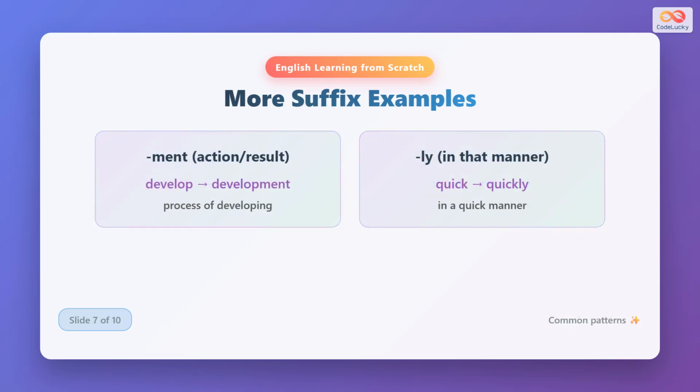The suffix ment shows action or result. Develop becomes development, the process of developing. The suffix ly shows manner. Quick becomes quickly, in a quick manner.